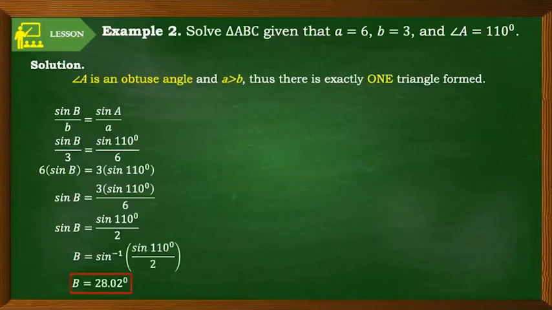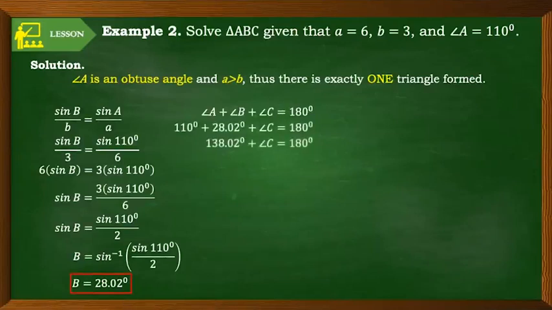To solve for the third angle, angle C, we use the triangle sum theorem. So we substitute the values, combine similar terms, and subtract both sides of the equation by 138.02 degrees. So angle C is equal to 41.98 degrees.